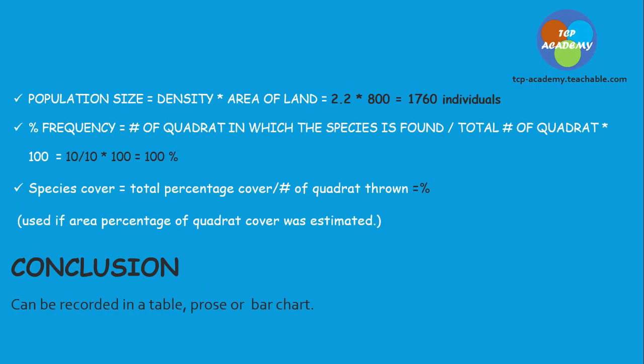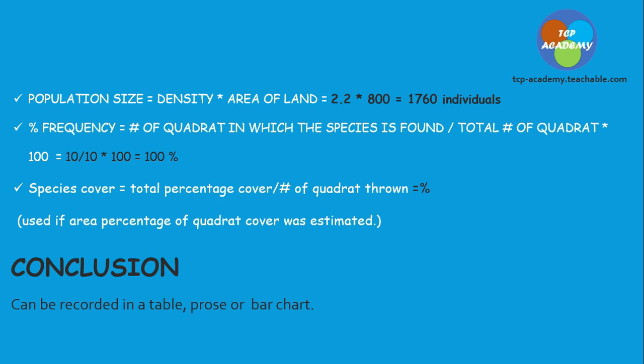The population size is equal to the density multiplied by the area of land. So the area of land we had was 800 meters squared and the density was 2.2. So we multiply that, we get 1,760 individuals.